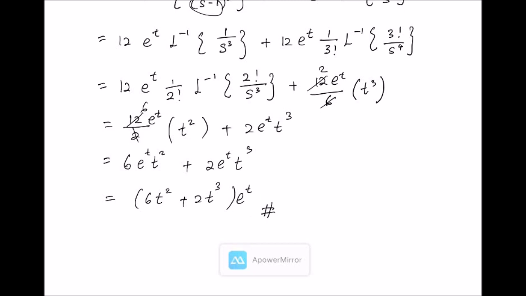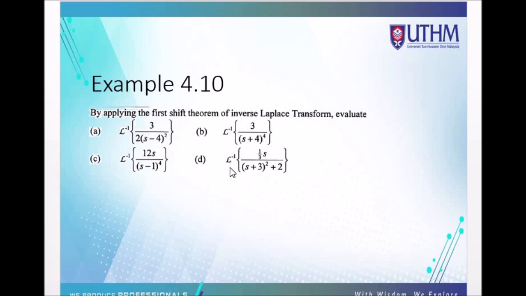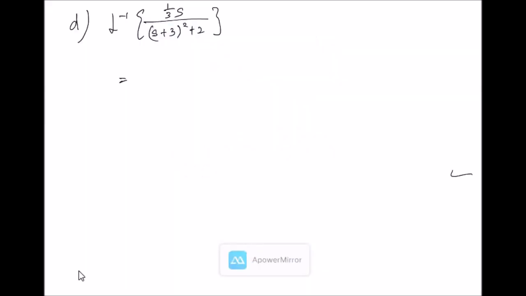Do you understand now how to do the inverse Laplace transform? The last question is inverse Laplace transform of 1 over 3s divided by s plus 3 squared plus 2. This question is quite similar to the previous question, in which 1 over 3 is a constant, and s we will multiply with s plus 3.